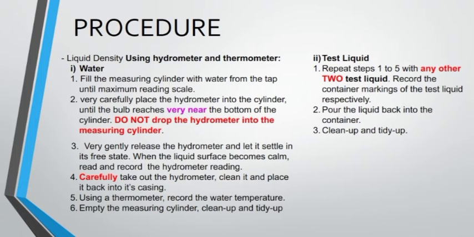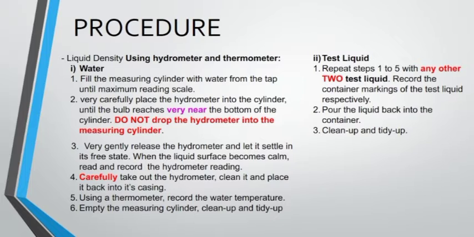01DKA19F1083. Today I would like to talk about liquid density using a hydrometer and thermometer. First, water. Fill the measuring cylinder with water from the tap until the maximum mark. 2. Very carefully place the hydrometer into the cylinder until the bulb reaches near the bottom of the cylinder. Do not drop the hydrometer into the measuring cylinder.